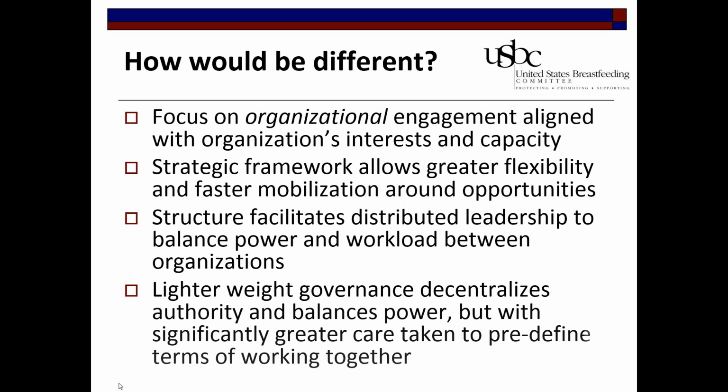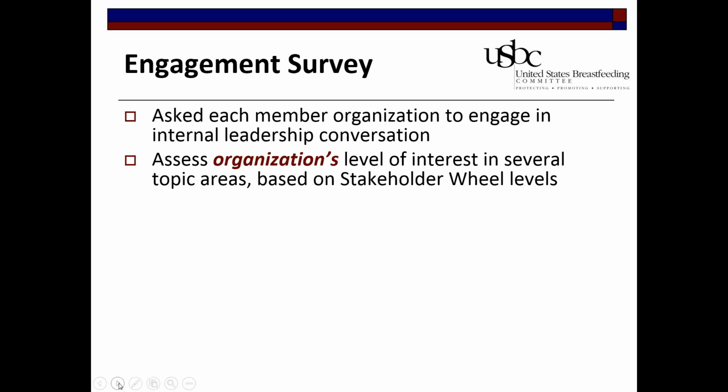So how did we begin this conversation with our member organizations? We had an engagement survey that we started with each member organization last winter, and you in the coalitions will actually be seeing this next as part of your profile on our new website. I'll show you that in just a minute. But it assessed each organization's level of interest on several topic areas based on the stakeholder wheel. And I apologize, for some reason the graphic is not showing up here either. I must be having a little technical difficulty, but we'll make sure it shows up in the handout.